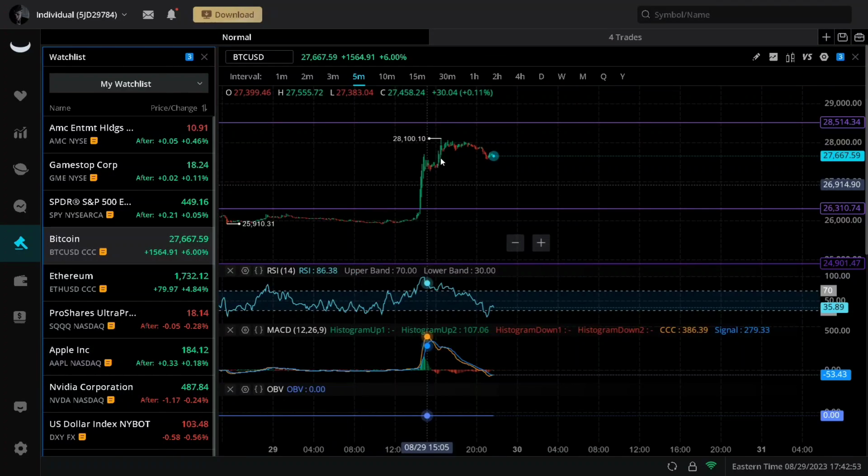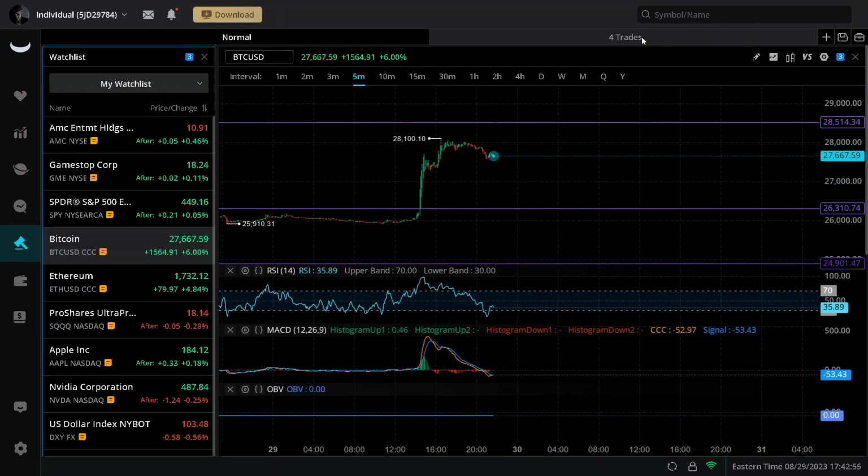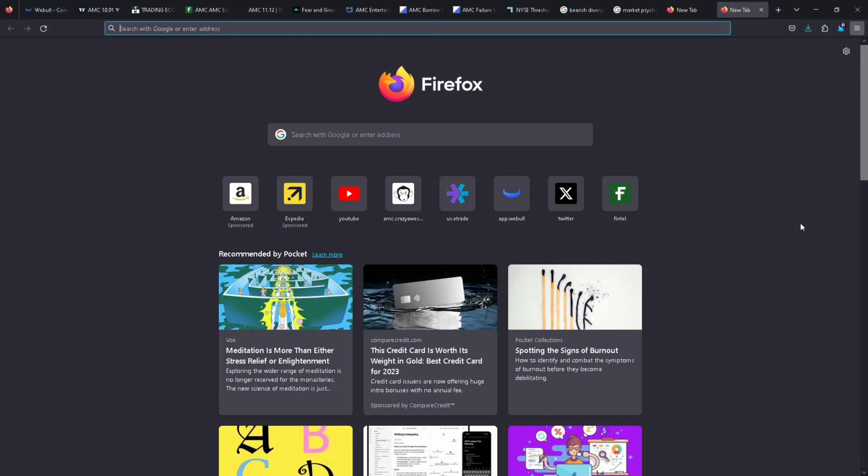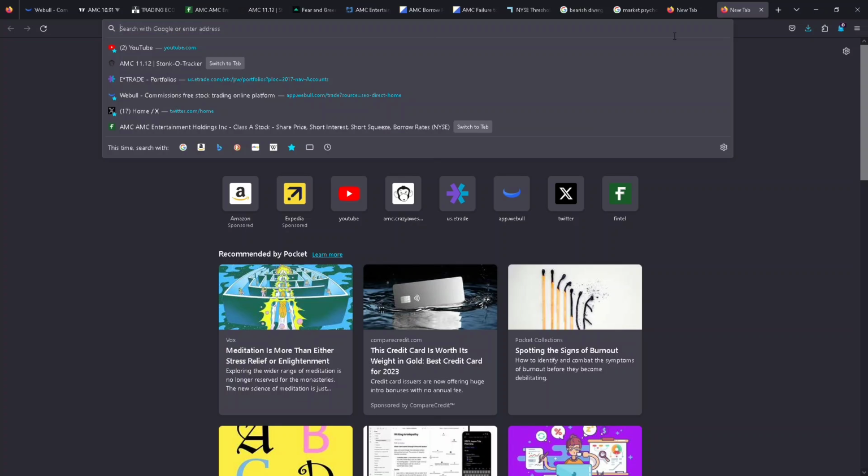I do think tomorrow is going to be a red day, in my personal opinion, for SPY. Now, if we look at Bitcoin, Bitcoin is bullish. Bitcoin is looking good. Basically, Bitcoin is in fire sale territory.